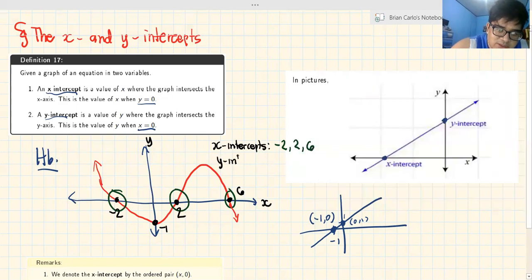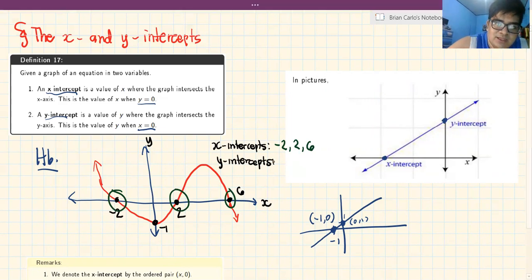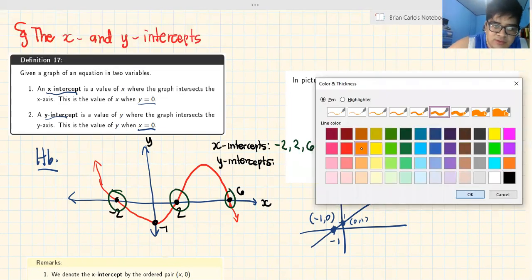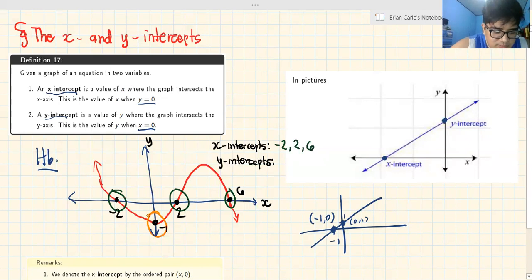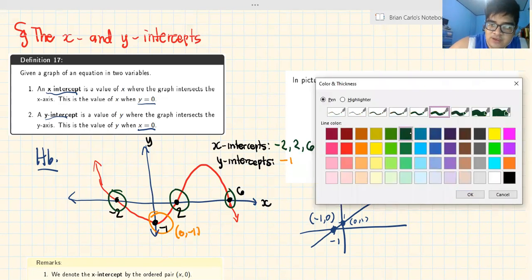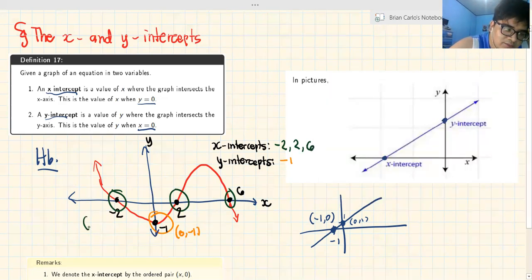The y-intercepts naman, yung tumama sa y-axis. Sino yun? Ito yun, di ba? So, naharangan yung negative. So, yan. This is -1. Tama? Ganun lang yan, basically. So, or this is 0, -1. Tapos, balik natin sa green for a second. This is negative 2, 0. This is 2, 0. And this is 6, 0. Yan yun. Ito yung x-intercepts, tatlo.